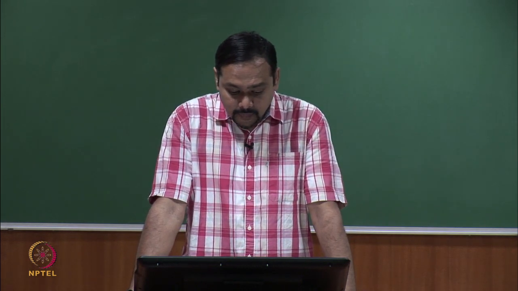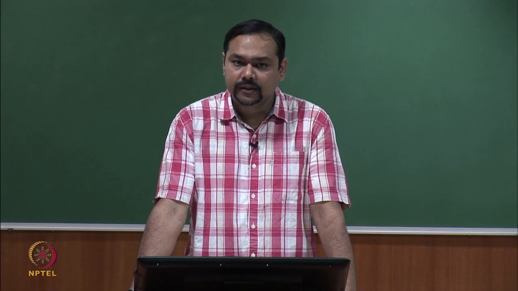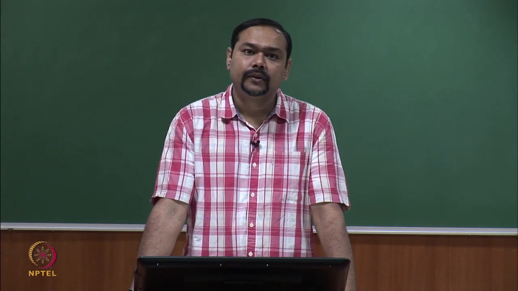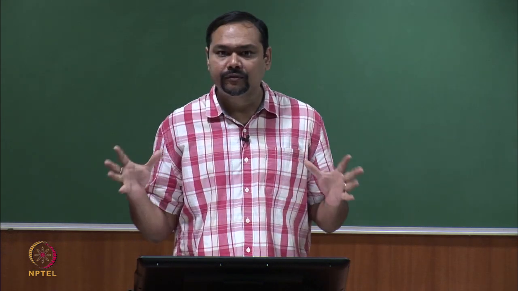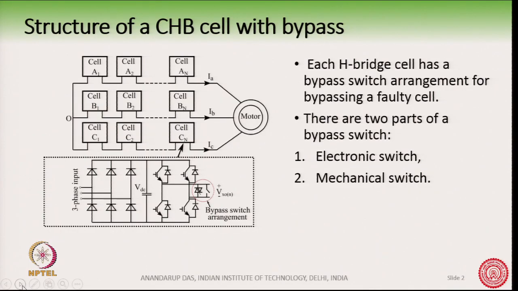Now, we are here mostly concerned with the electrical faults. Electrical faults can again happen in a number of places. We are focusing more on the faults inside the converter. A fault inside the converter is most likely to happen inside one cell. So, inside the cell one IGBT may be damaged, that is one fault.